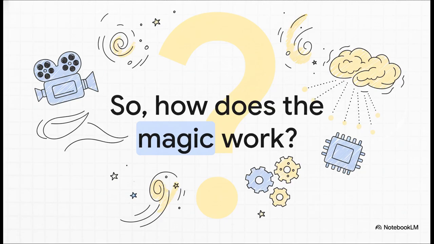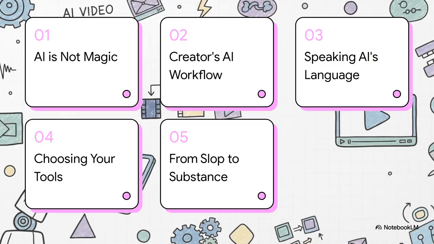And that, of course, leads us to the big question, right? If there's no camera and it's not the animation we're used to, how on earth is this even possible? How does the magic actually work? So here's our game plan. First, we're going to show you that AI is definitely not magic by revealing the engine that makes it all run. Then, we'll walk through the actual workflow creators are using. We'll learn how to talk to these tools, figure out which ones are right for you, and finally, we'll talk about how to use all this new power wisely.